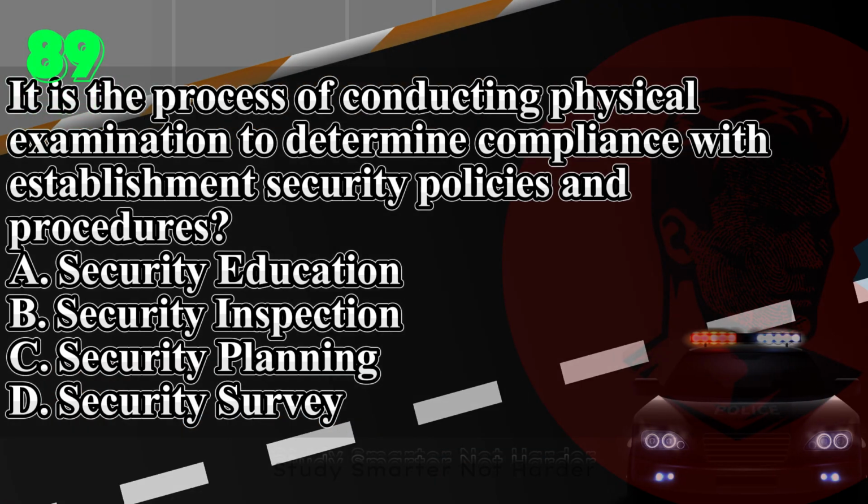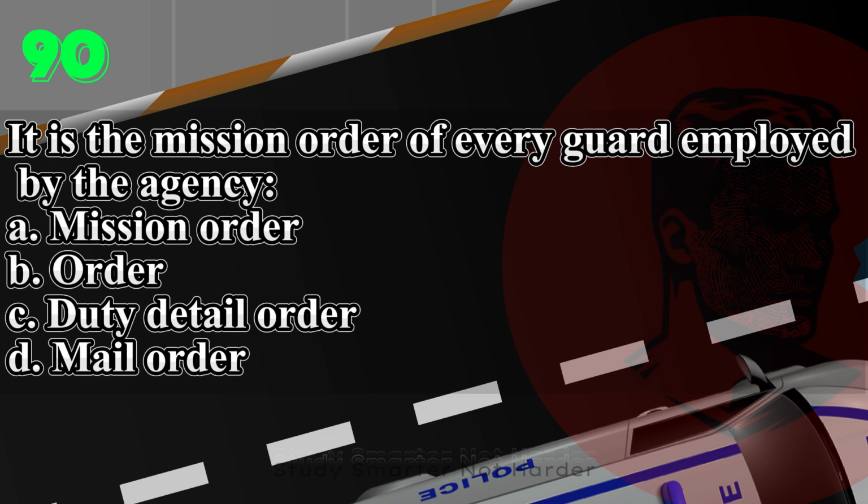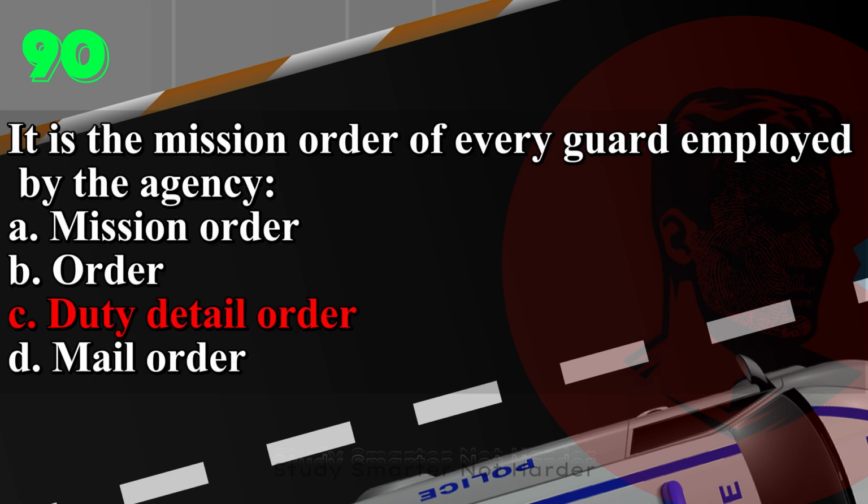89. It is the process of conducting physical examination to determine compliance with establishment security policies and procedures. A. Security education. B. Security inspection. C. Security planning. D. Security survey. B. Security inspection. 90. It is the mission order of every guard employed by the agency. A. Mission order. B. Order. C. Duty detail order. D. Mail order. C. Duty detail order.